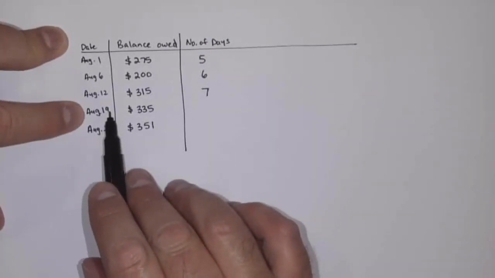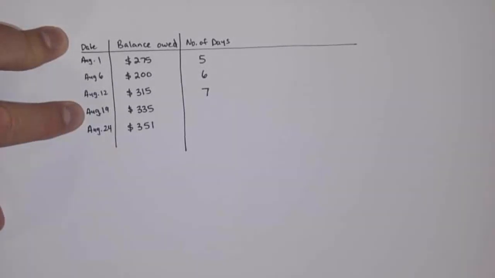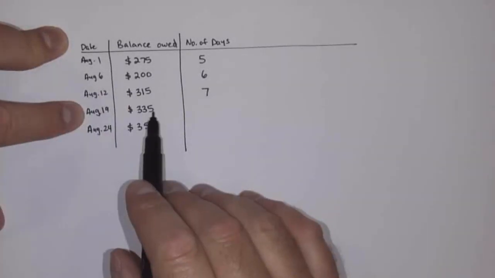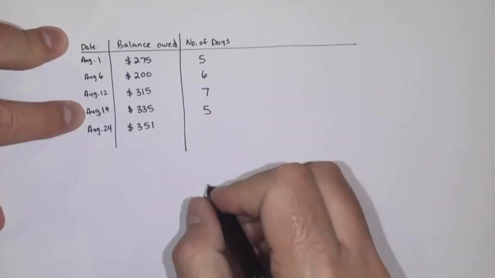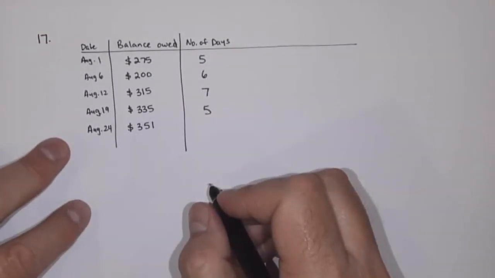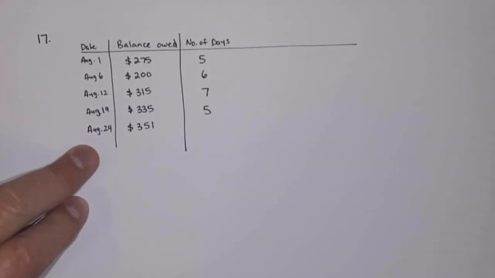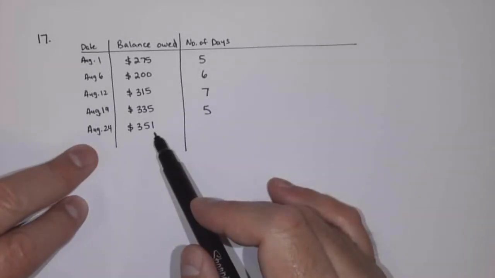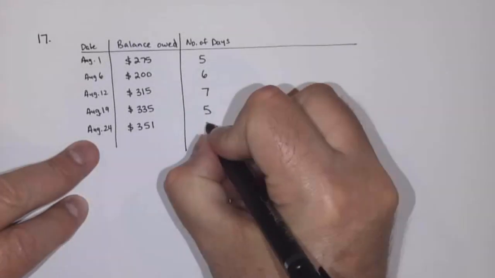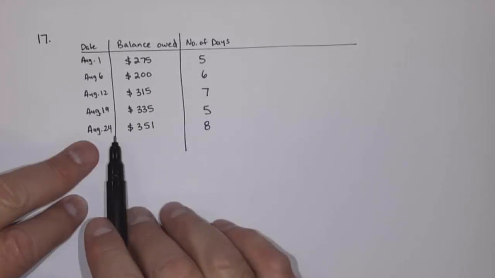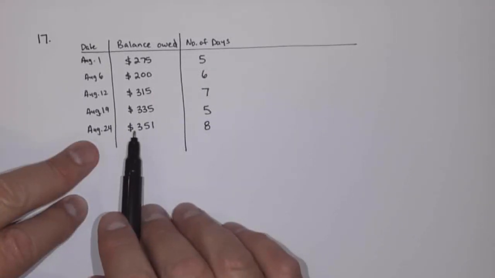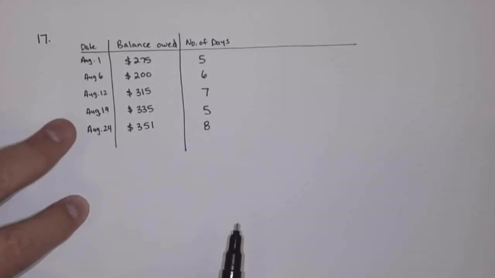And then from August 19th until August 23rd, we owed $335, and that is 5 days that we owed that amount. And then finally, we owed the $351 till the end of the month, and so that was 8 days that we owed that amount. So 24 through 31. So 24, 25, 26, 27, 28, 29, 30, 31. That's a total of 8 days.